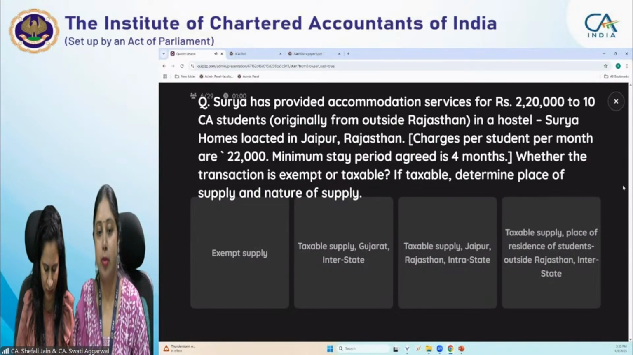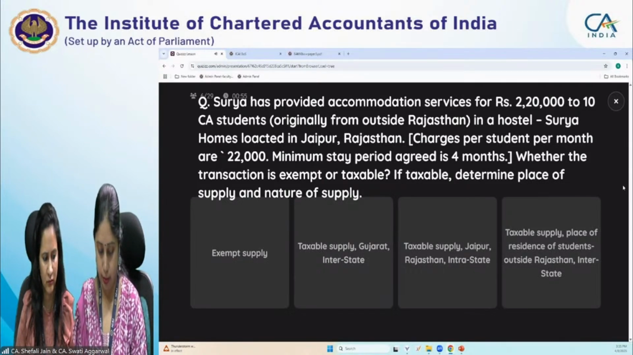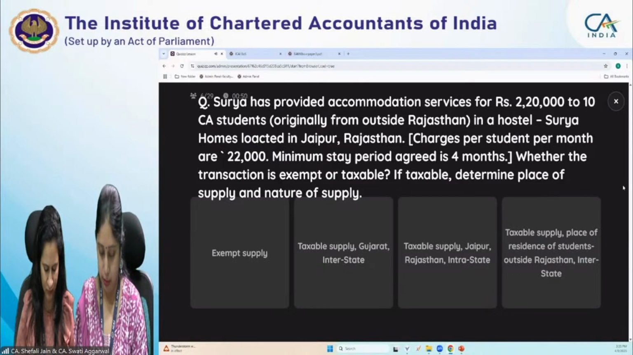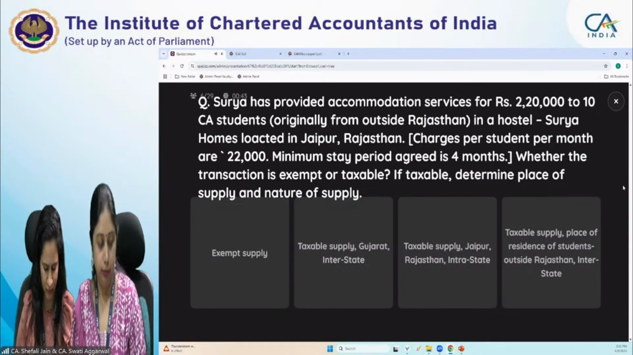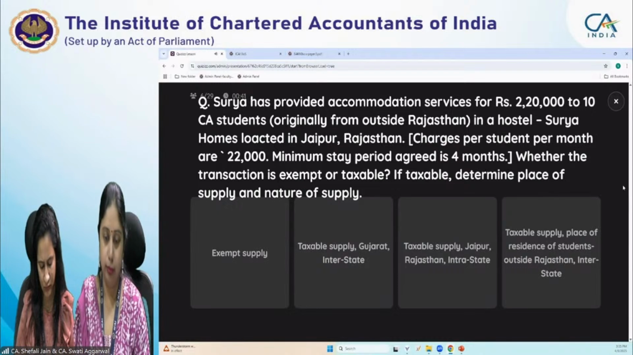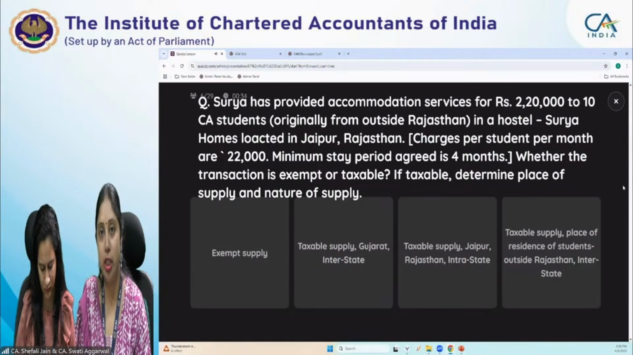One minute left for answering the question. Last 40 seconds. You need to apply the concept. Exemption entry will be tested. Place of supply provisions will be tested in this particular question. And the nature of supply has to be determined based on that.